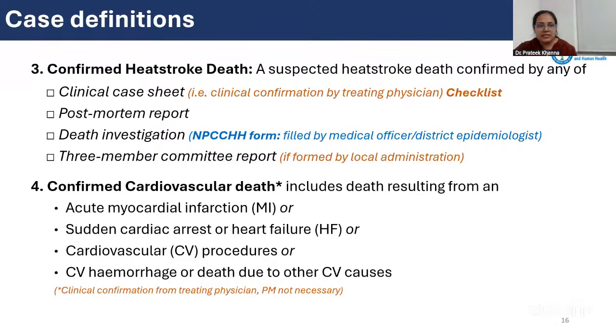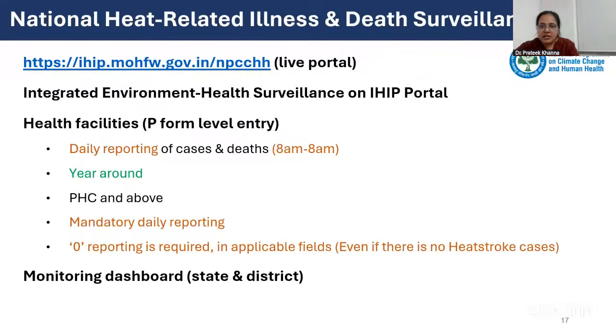So this is about the case definition regarding confirmed heat stroke death and confirmed cardiovascular death. Confirmed cardiovascular death includes death that results from MI or heart failure or cardiovascular procedures, or CV hemorrhage, or death due to other cardiovascular causes.